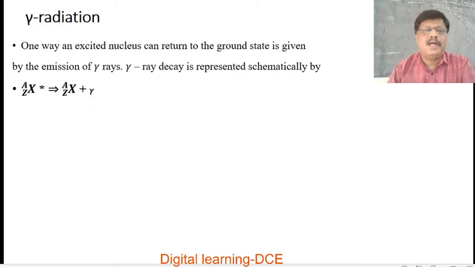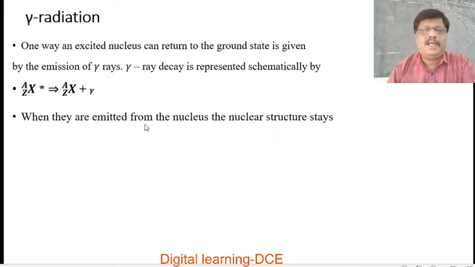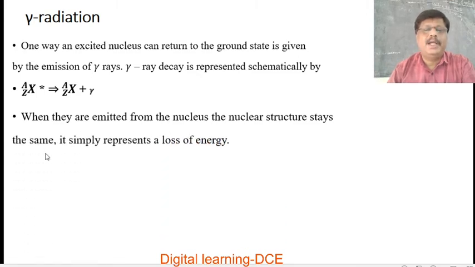That is, when a stable nucleus is bombarded with any ionizing particle or photon, it goes to the excited state. The daughter nucleus comes to the lowest energy state or ground state by emitting the gamma rays. When they are emitted from the nucleus, the structure stays the same. It simply represents a loss of energy. Emission of gamma radiation simply represents the loss of energy. There is no change in the structure of the nucleus.